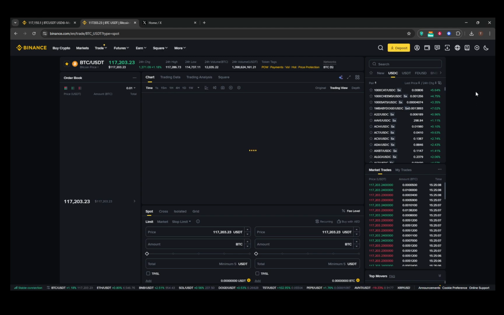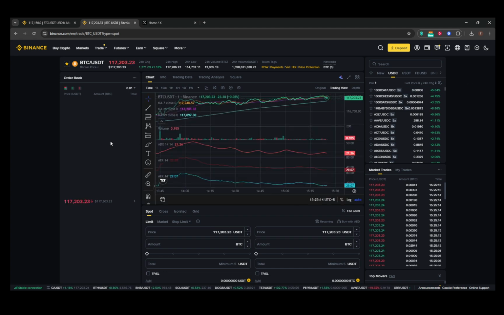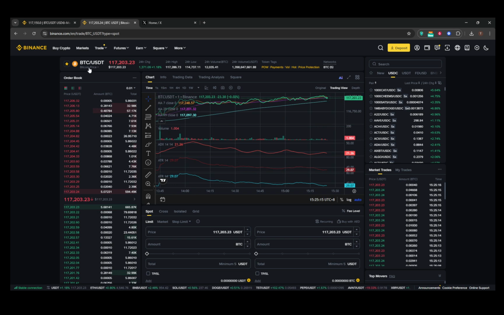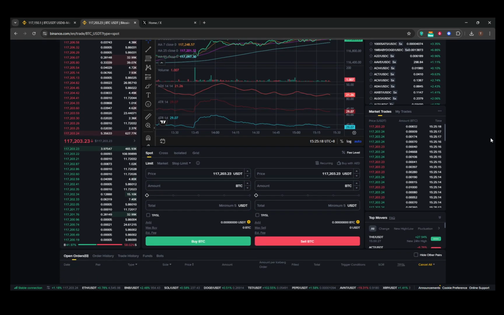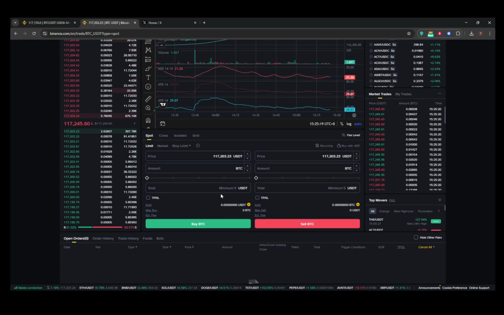Understanding different order types is crucial. You can use market orders if you want to buy or sell immediately at the current price, or opt for limit orders for more precise control, setting the price at which you want to buy or sell. Binance also offers stop limit and stop loss options for more strategic trading decisions.